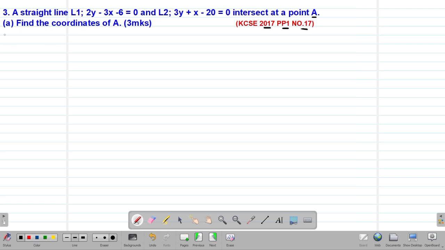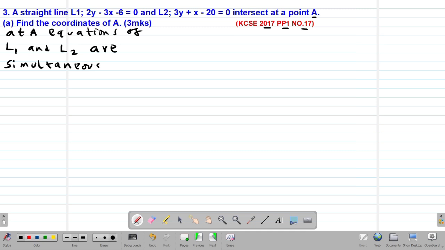Because A is the point of intersection, we are going to say that at the point A, the equations of line L1 and line L2 are simultaneous. Therefore, it means that we can solve those two equations using either the elimination or substitution method. Now, I want to use the elimination method because it is easier to work with.